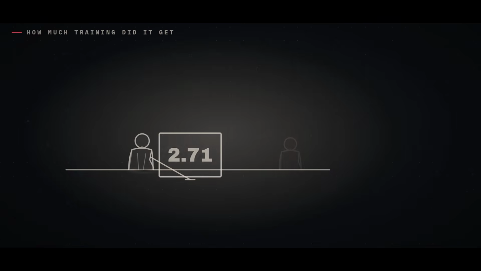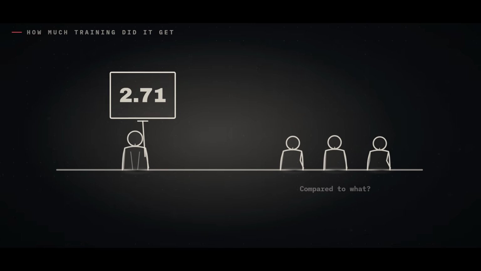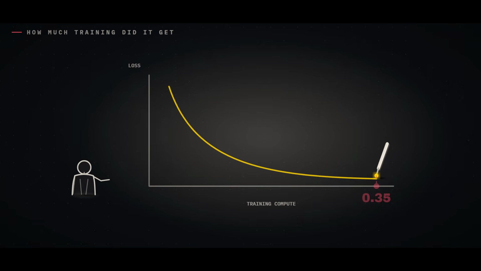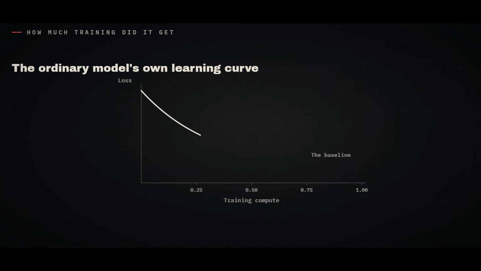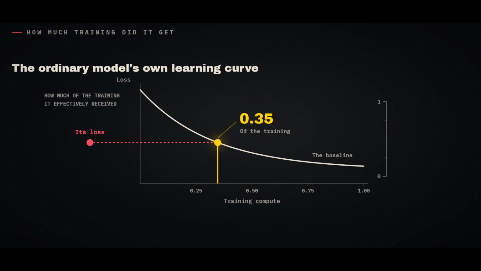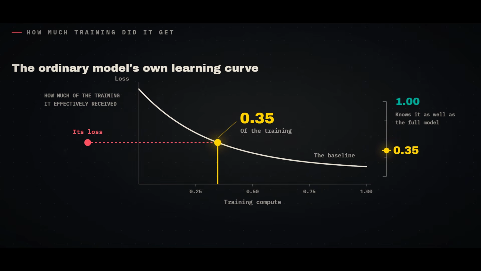A raw loss such as 2.71 cannot answer that for a human. The paper turns it into something we can feel. First, train an ordinary model and record how its loss falls as more compute goes in. Now place the modified model's loss on that curve, then read down to the amount of ordinary training needed to reach it. The answer is a compute ratio between 0 and 1. And it estimates how much training the model effectively received on that subject. 1 means full knowledge, and 0 means the model behaves as if it never trained on the subject.